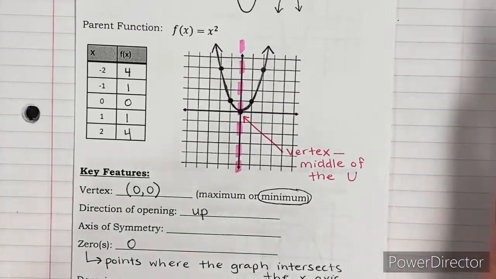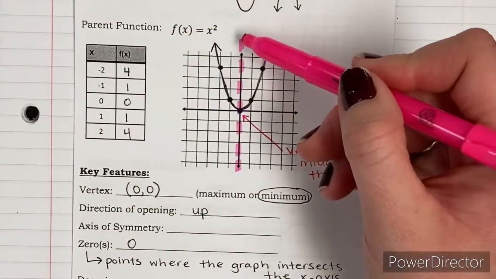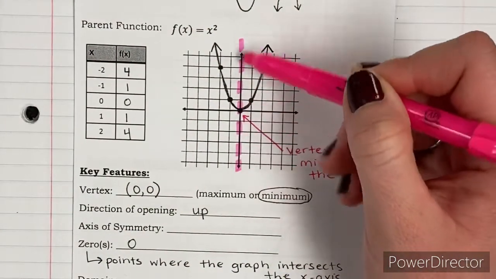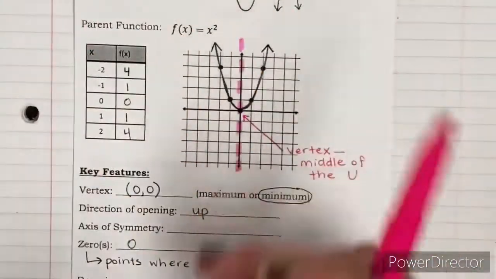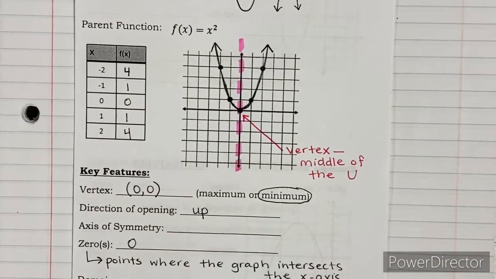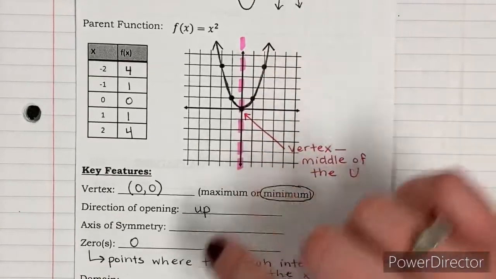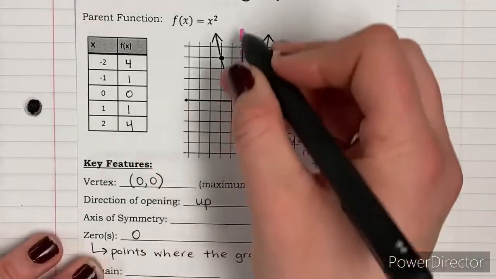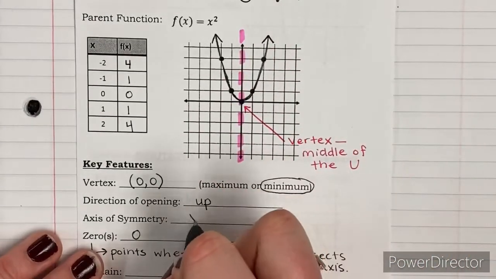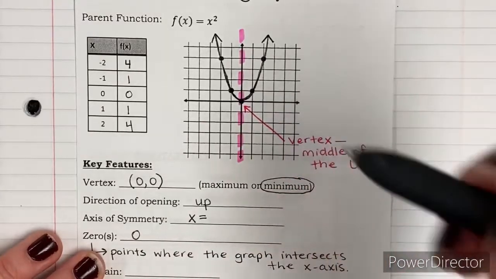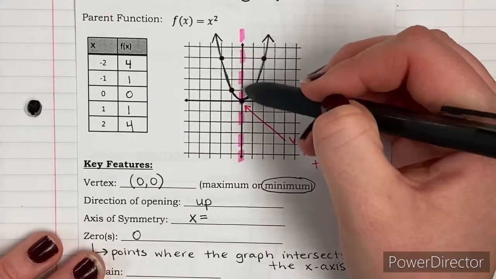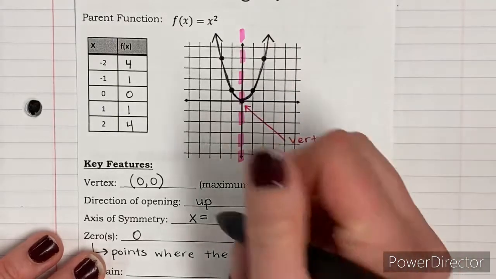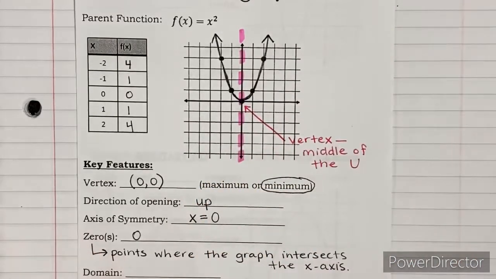If I were to fold this graph on this pink dashed line that I just drew, that would cut the graph in half, and then they would match on each side. So that axis of symmetry is this pink line. The equation of that pink line is going to be x equals, and then whatever number it's sitting at. This is the x value of 0. So my axis of symmetry is x equals 0 for this one.